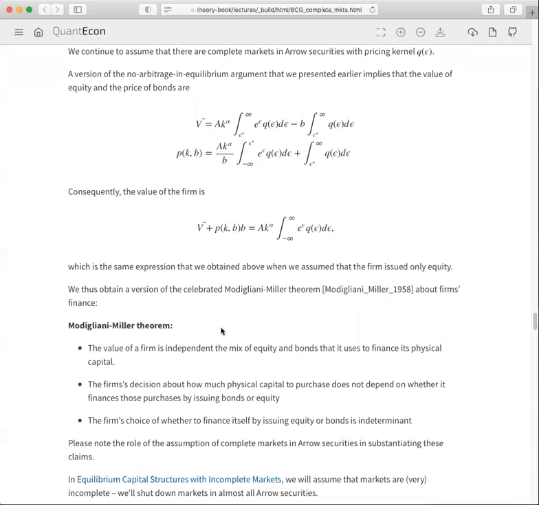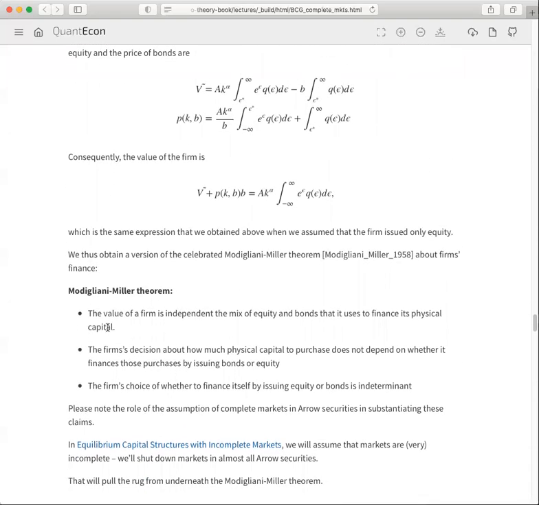So the Modigliani Miller theorem says the following. It says the value of the firm is independent of the mix of equity and bonds that it uses to finance its physical capital. So as I said, it doesn't matter.